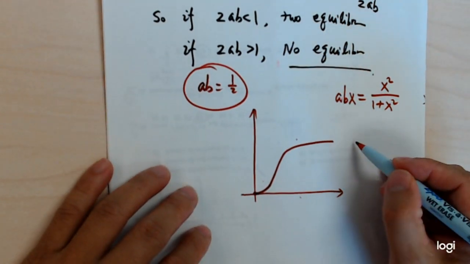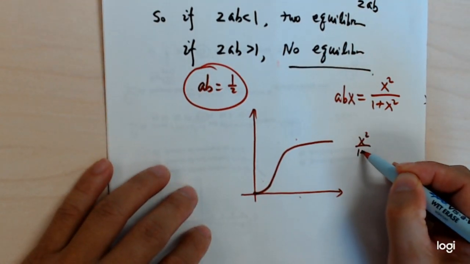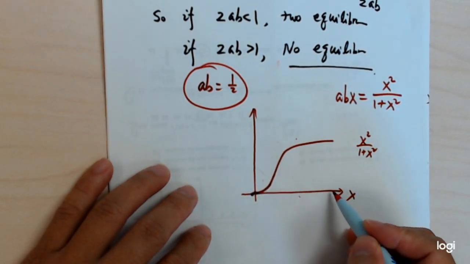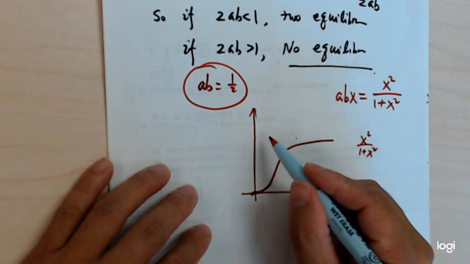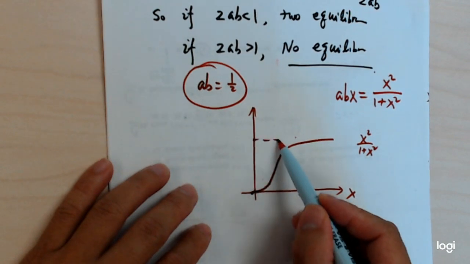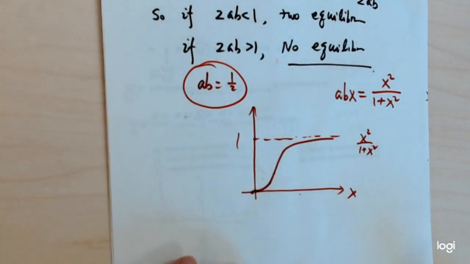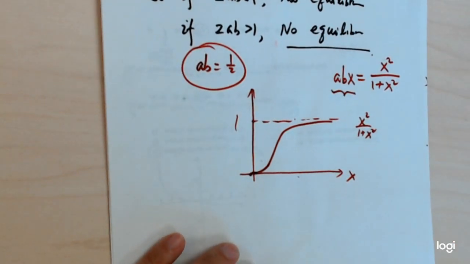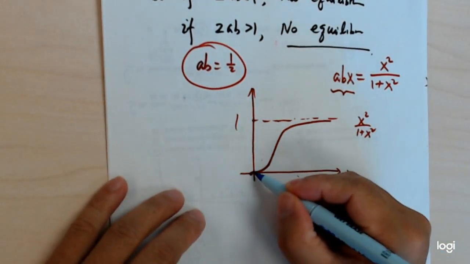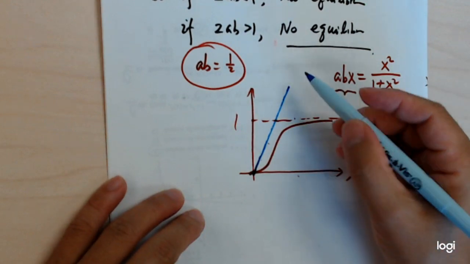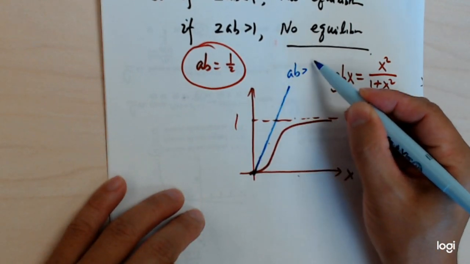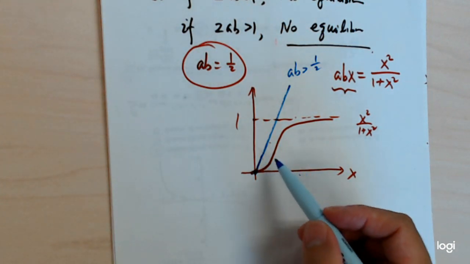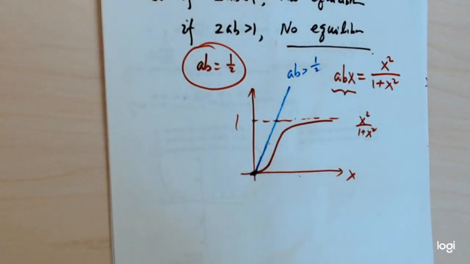So this is the graph of x squared over 1 plus x squared. As you can tell, when x is 0, it is 0. When x approaches infinity, it approaches 1, so this becomes almost flat. On the left side here, we have abx. That's always a straight line. So here is when ab is bigger than 1/2. There is only one intersection at 0, 0.